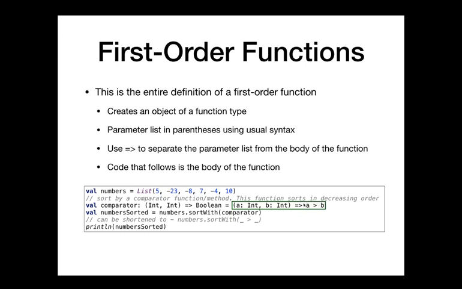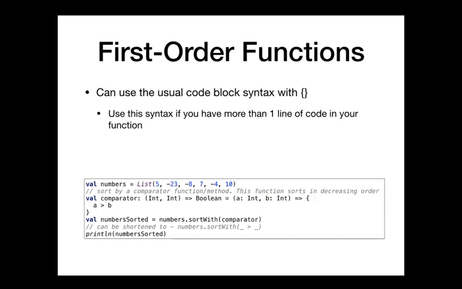And then finally, the body, the definition of this function. What does this function actually do? This follows the same rules as methods. The last expression that's evaluated is going to be the return value of the function. We could rewrite this using the syntax we're more familiar with. We could use these braces to define the body of the function.